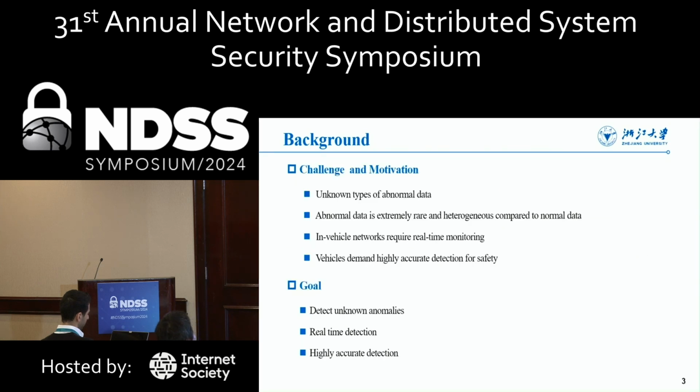However, there are many challenges to CAN bus anomaly detection. In addition to the known attacks, there are a lot of unknown abnormal data, and the abnormal data is extremely rare and heterogeneous compared to normal data. So, training the model to distinguish abnormal from normal poses a challenge. What's more, as we all know, in-vehicle networks require real-time monitoring and demand highly accurate detection for the safety of passengers and drivers. So, our goal is to detect unknown anomalies and do real-time and high-accuracy detection of the CAN bus.